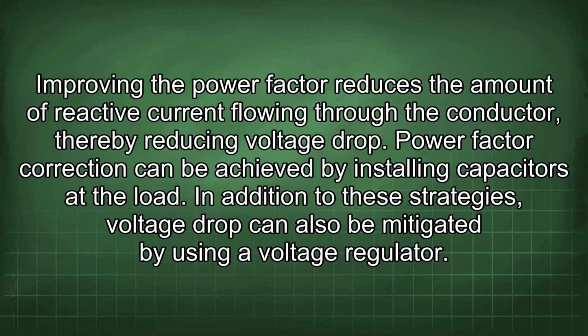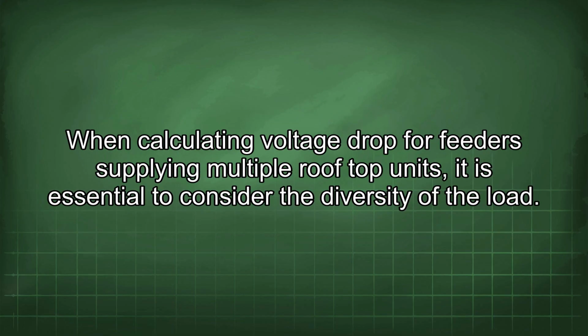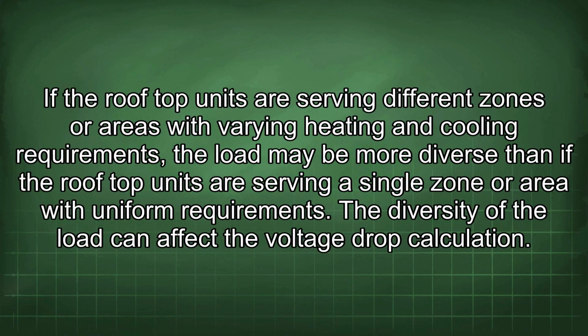In addition to these strategies, voltage drop can also be mitigated by using a voltage regulator. A voltage regulator is a device that maintains a constant output voltage regardless of variations in the input voltage or load current. Voltage regulators can be installed at the source or at the load to compensate for voltage drop. When calculating voltage drop for feeders supplying multiple rooftop units, it is essential to consider the diversity of the load. If the rooftop units are serving different zones or areas with varying heating and cooling requirements, the load may be more diverse than if the rooftop units are serving a single zone or area with uniform requirements.